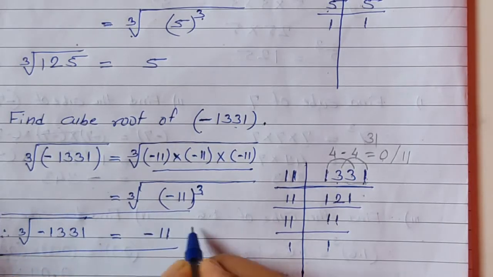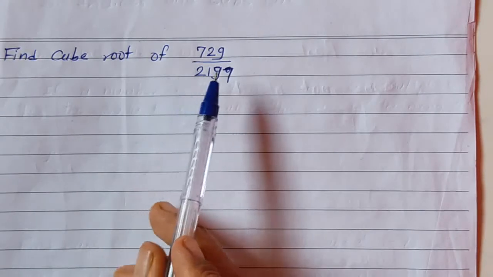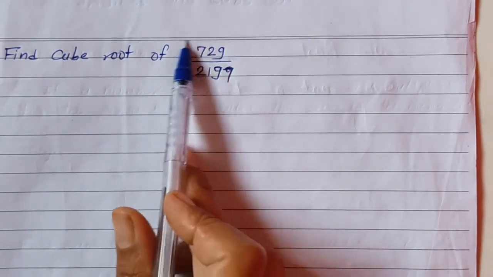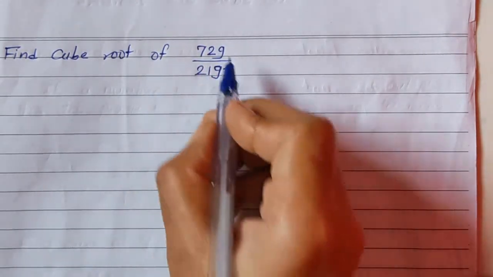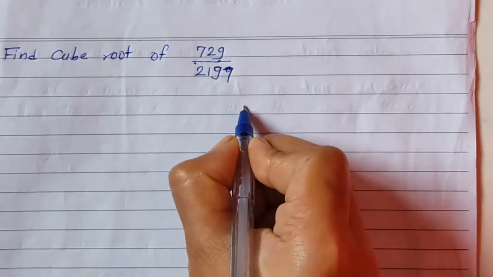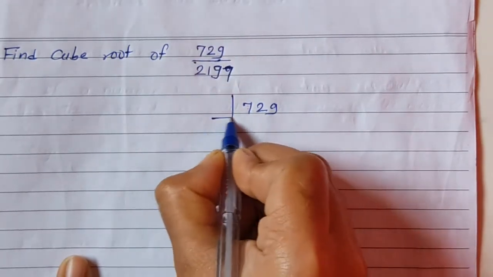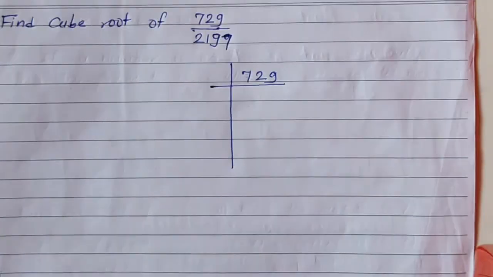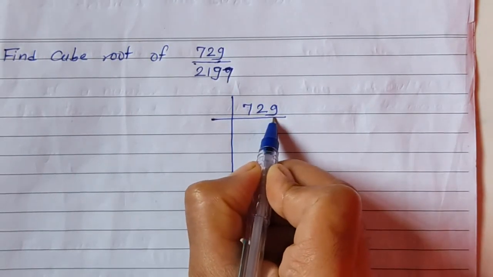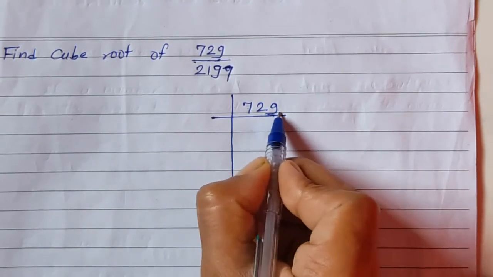Let us find out the new number. Our next question is cube root of these two numbers. This is our rational number. So let us find out cube root of 729. Here I am factorizing 729. Now you know that this number is not divisible by 2 and 5, because it is not even, and 5 or 0 is not here.